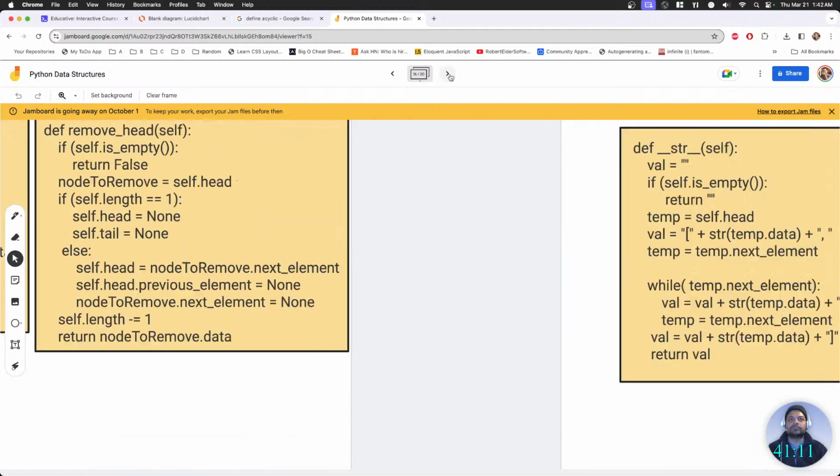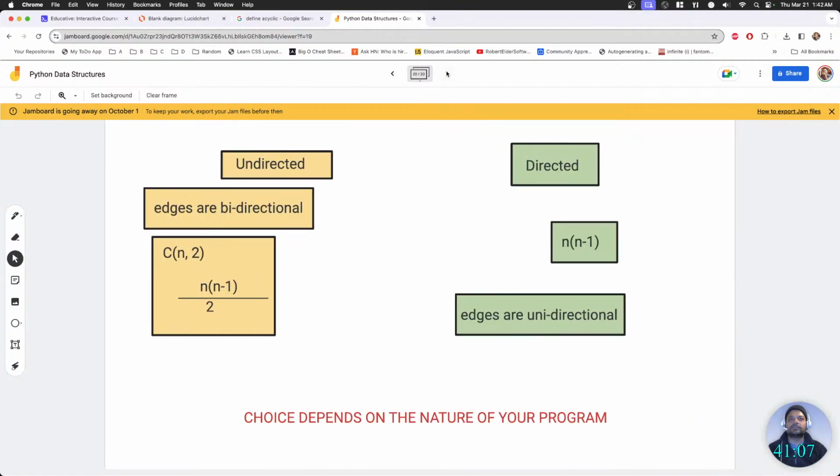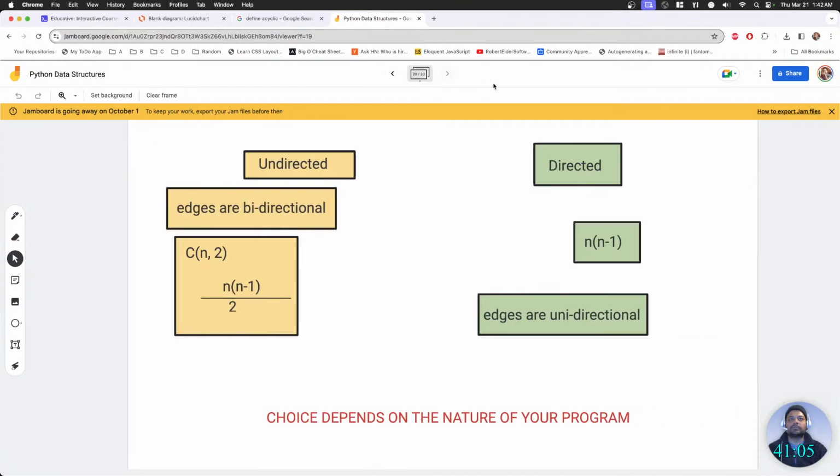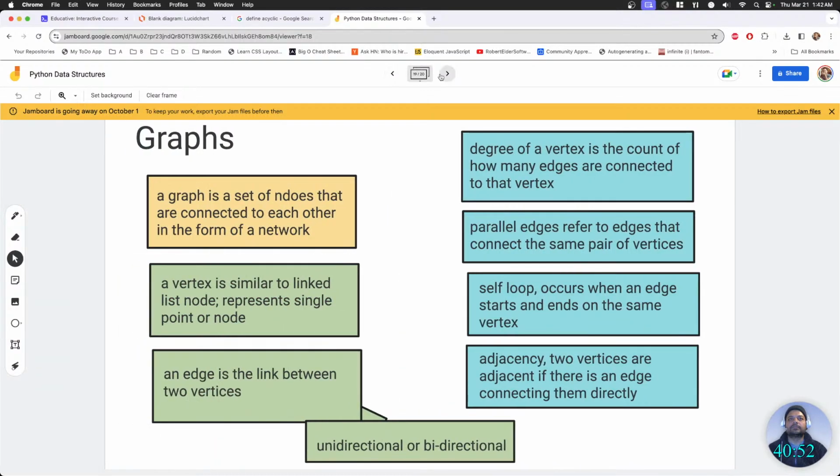I just wish the Jamboard had more, but they capped me at 20 slides. Here we go. Edges are undirected, or bidirectional, and directed, which is just one direction.